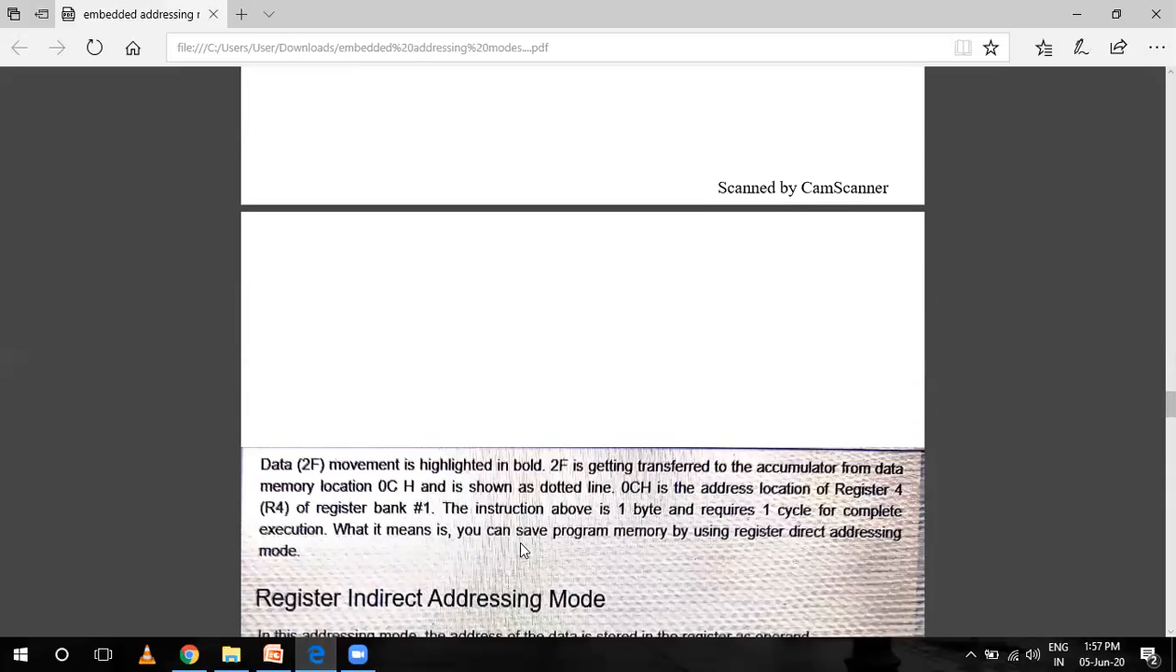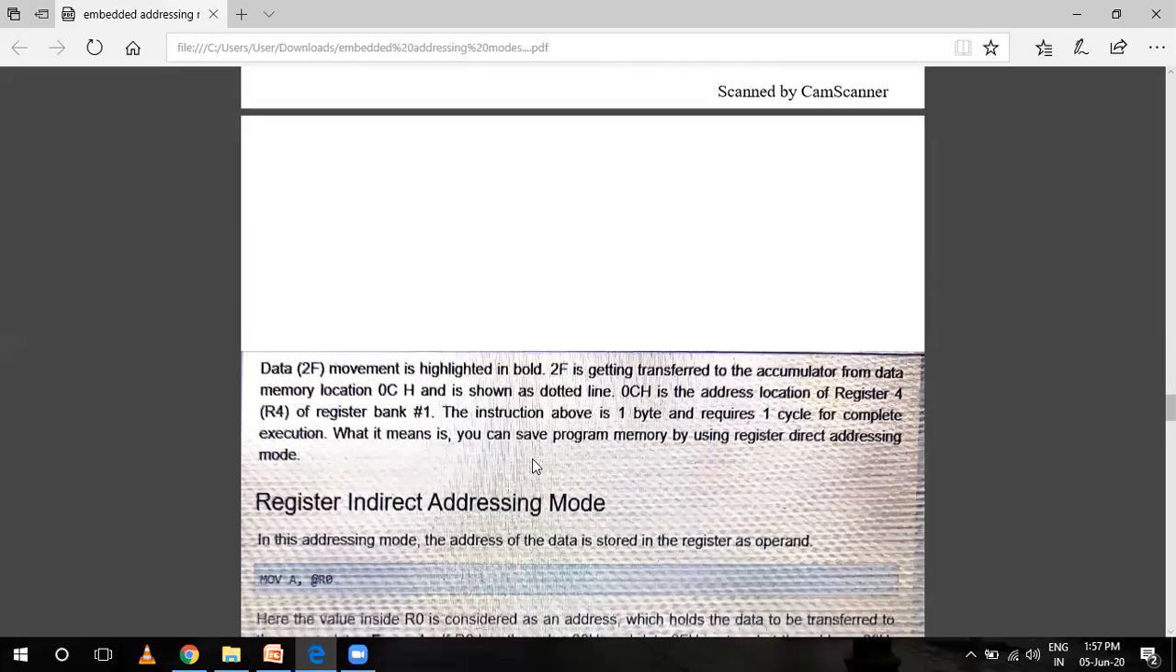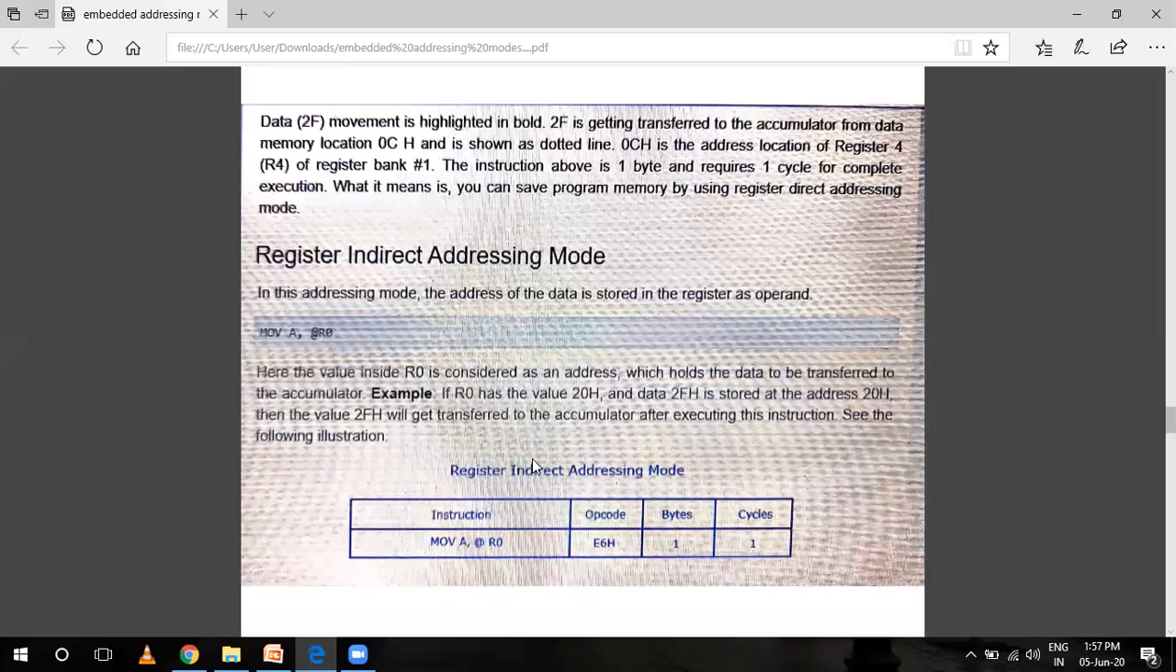This is the explanation; after you just read it, all the explanation will be clear to you. 2F is getting transferred to the accumulator from data memory location 0CH, and is shown as a dotted line, and 0CH is the data address location of R4 of the register bank. The instruction above is 1 byte and requires 1 cycle for complete execution, and you can save program memory by using the register direct addressing mode.